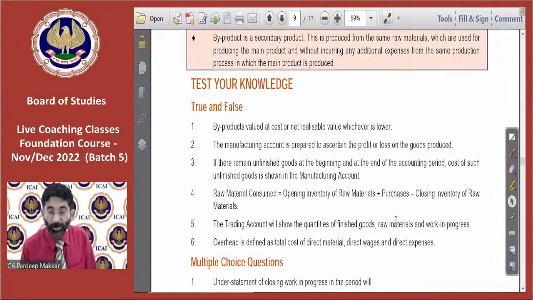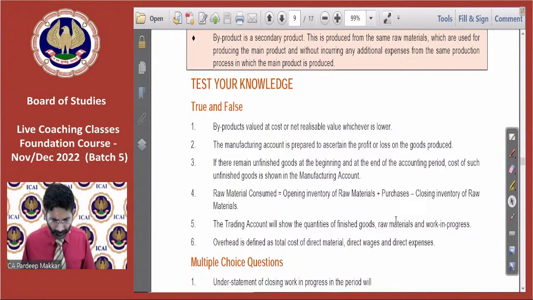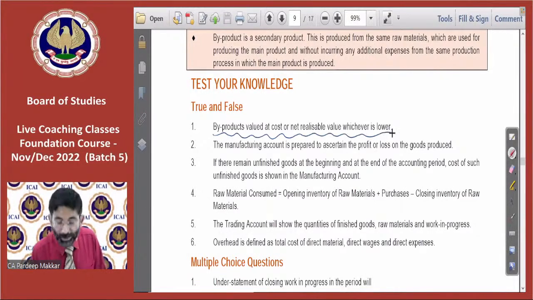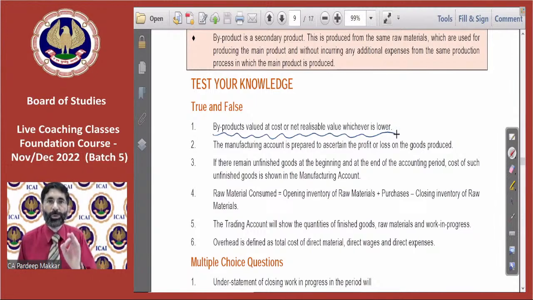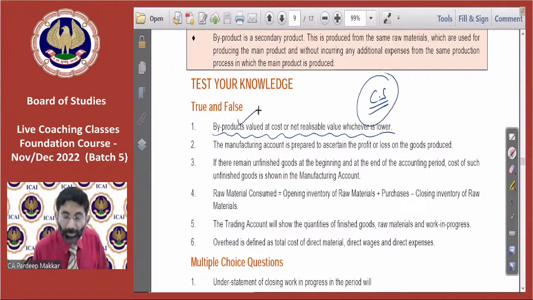Byproduct values. First question of true false. Byproduct valued at cost or NRV, whichever is lower. Basically, whenever we have to take any item as our closing stock, that will always be taken at cost or NRV, whichever is lower. This is very much clear. This is not for byproduct only, beta. Whenever you are talking about anything which is taken in closing stock is always valued at cost or NRV, whichever is lower. So if byproduct is lying with us at the end of the period, it will always be taken at cost or NRV, whichever is lower.